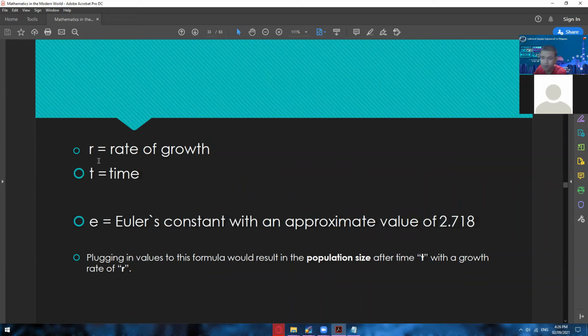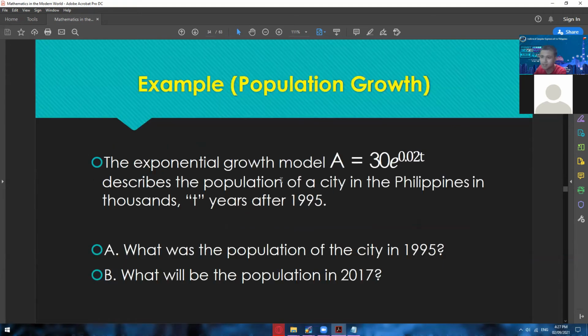And R is the rate of growth, so how many percent: it's growing by 1%, 2%, 3%. And T is the time, so how long will it take: 1 year, 2 years, 3 years, or even 10 years, or even 100 years. So plugging in values to this formula results in the population size after time t with a growth rate of r. Let's have an example.